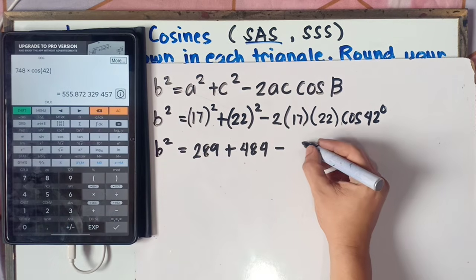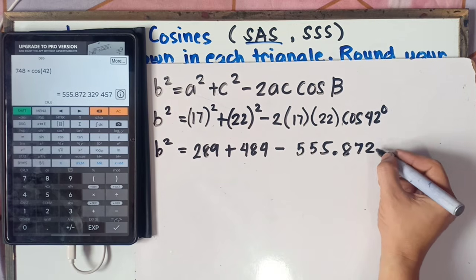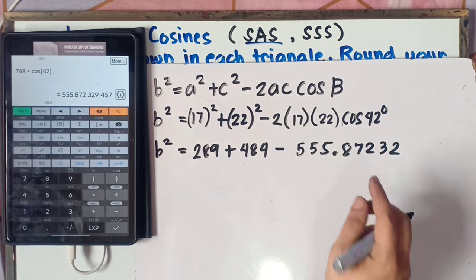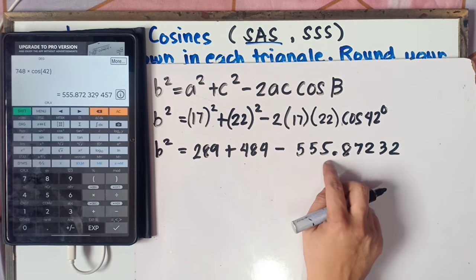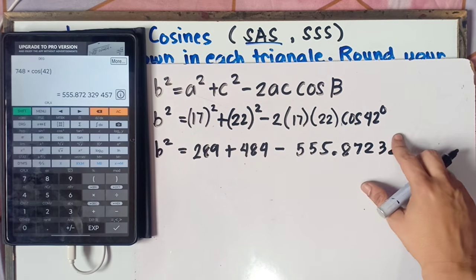That would be 555.87232. Once again class, this is not yet your final answer, so you need to have at least 4 decimals to be near the exact value. In trigonometry this is very critical. That's the rule for trigonometry: you need to have at least 4 decimals. So 555.87232, after 3 that would be 2, so this will be 555.8723.